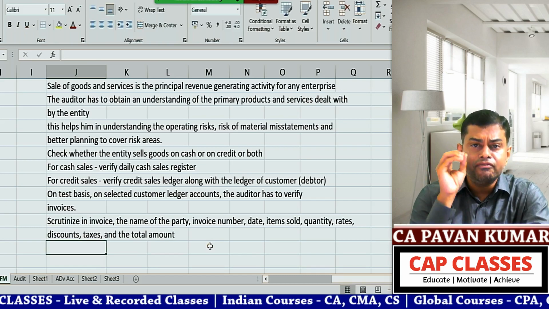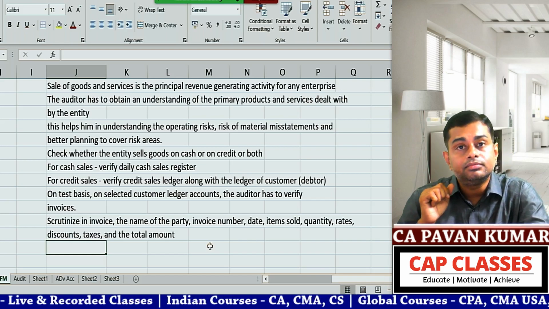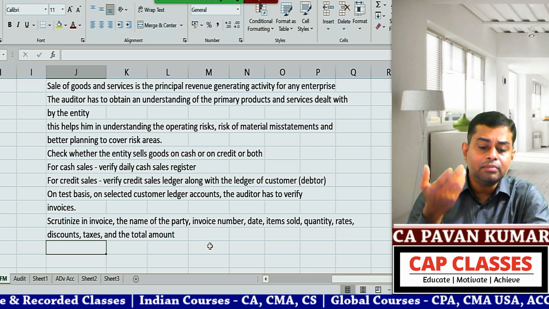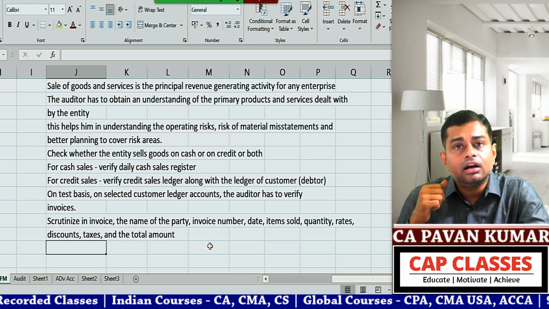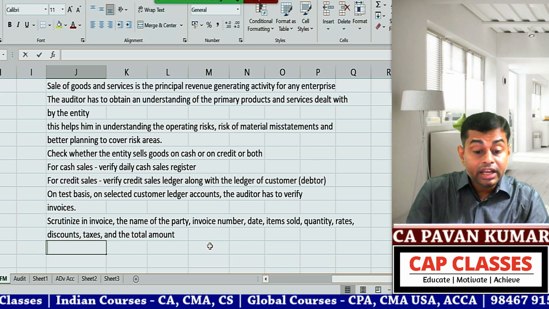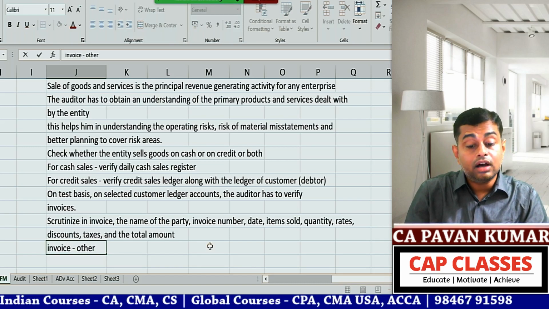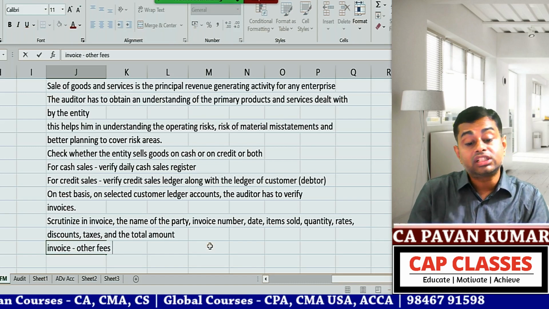Then on every invoice, the GST number should be there, and the GST amount should be collected. If sometimes other taxes are leviable, that also. And sometimes in an invoice, other fees or other amounts are collected.